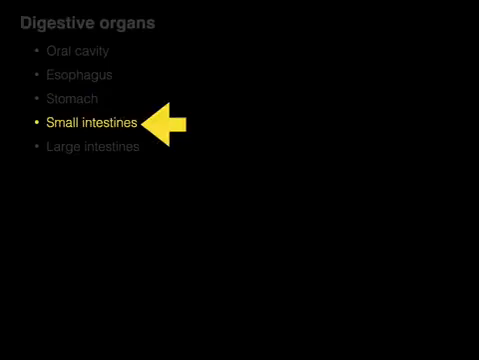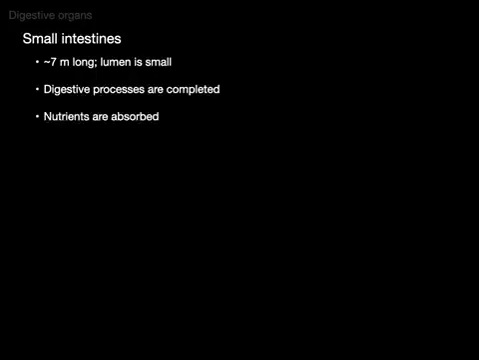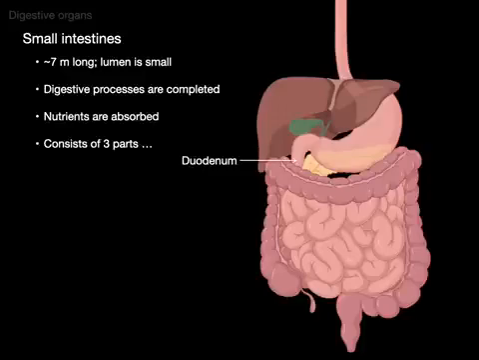Now let's talk about small intestines. So the small intestines are about 7 meters long, but they don't get their name because they're short. They get their name because the lumen is small. The luminal diameter is small. And this is where digestive processes are completed, where nutrients are chemically digested and then they're absorbed. And the small intestine has 3 parts. It has the duodenum, the jejunum, and the ileum.